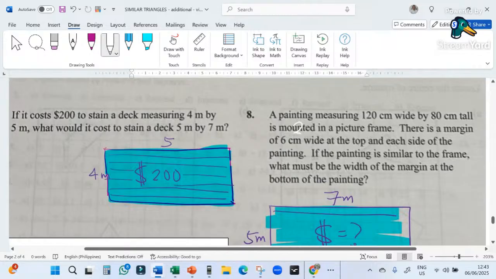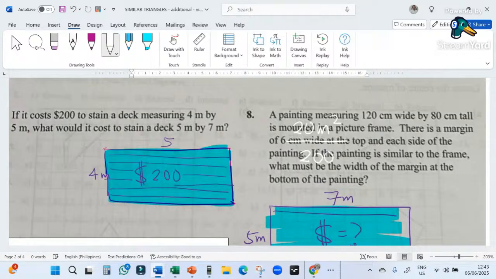5 times 4 is 20 meters square is to $200, as 7 times 5, that would be 35 meters square, is to how much? That we do not know. Okay, so we just have to do a cross multiplication. X times 20 is 20x equal to 200 times 35. Okay, and you will get divided by 20, divided by 20. So that is $350.